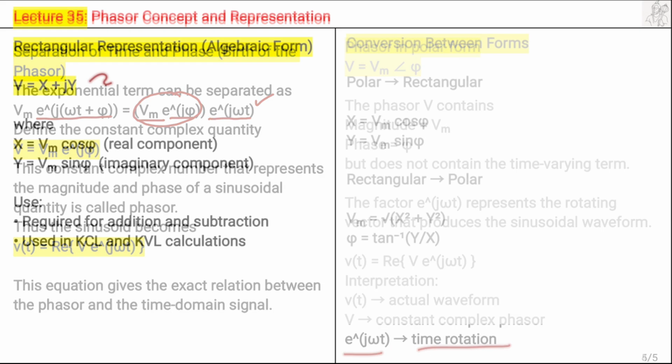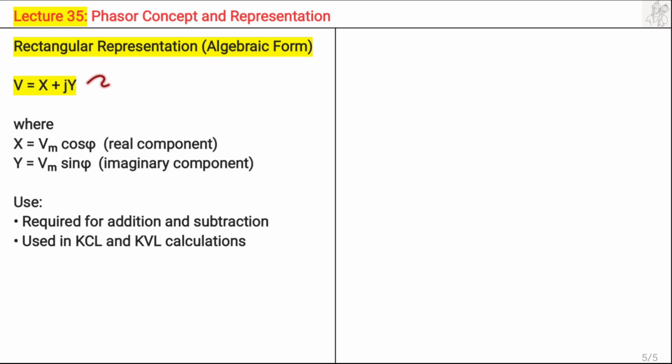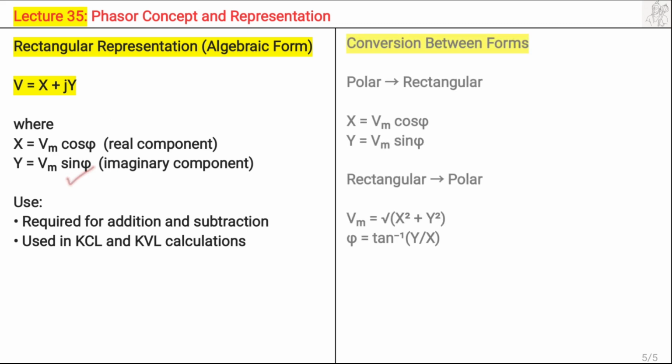time rotation. And the rectangular representation: capital V can be written as x plus jy, where x is Vm cos phi and y is Vm sin phi, where Vm is simply the square root of x squared plus y squared, and phi can be obtained by the tangent inverse y by x formula.